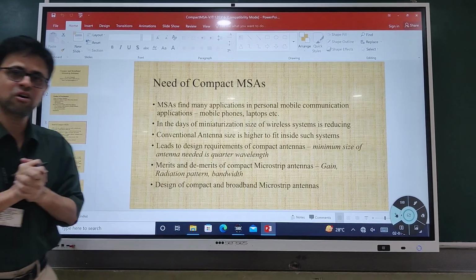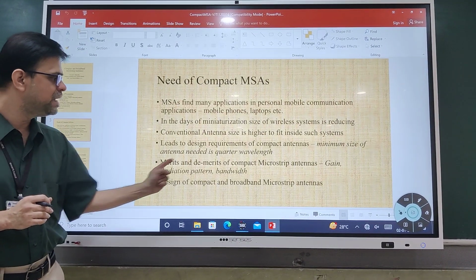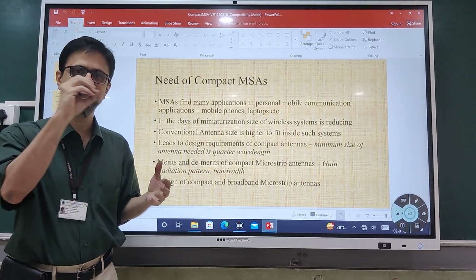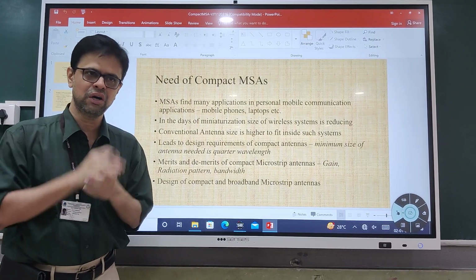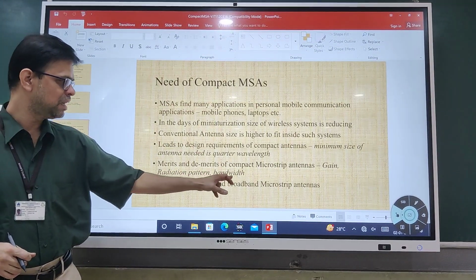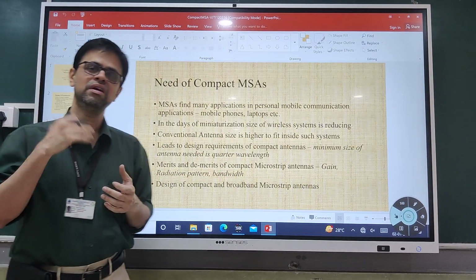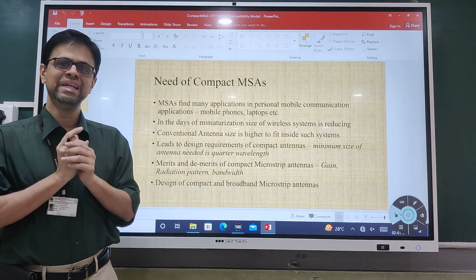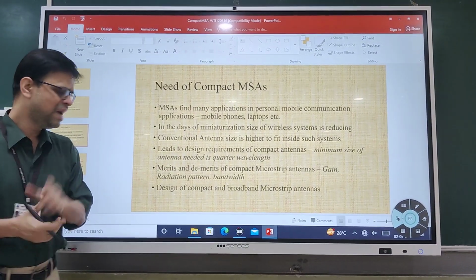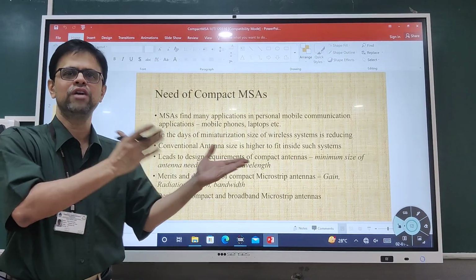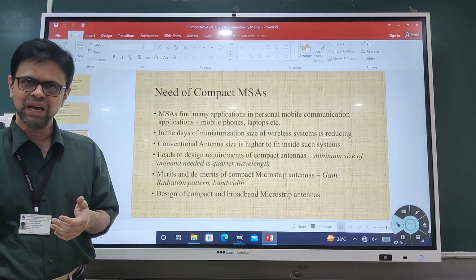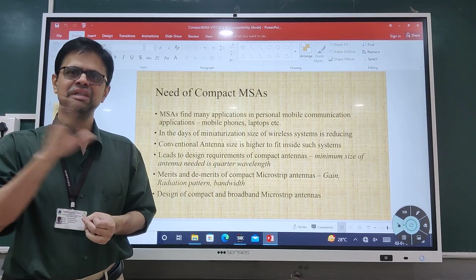Of course, when you are designing a compact antenna, one needs to look into the merits and demerits, because you are reducing the size. It fits your application or device consideration, but then what are the effects on the gain, the radiation pattern, and the bandwidth? These are very important parameters one needs to assess while designing the compact MSA. When you optimize one particular parameter like the size, definitely the gain, the radiation pattern, and the bandwidth will get affected.